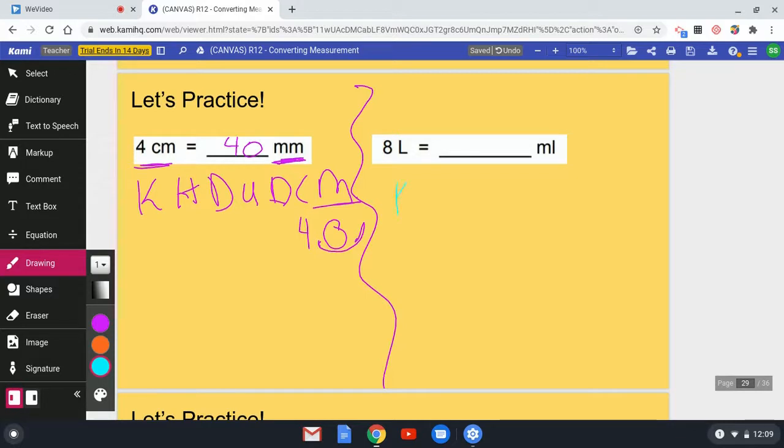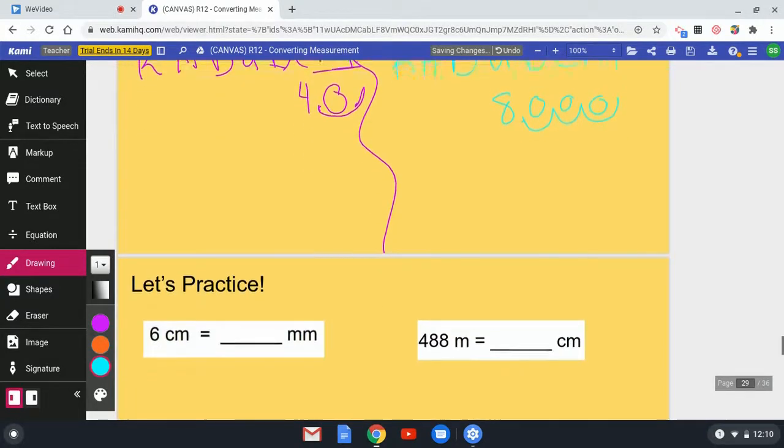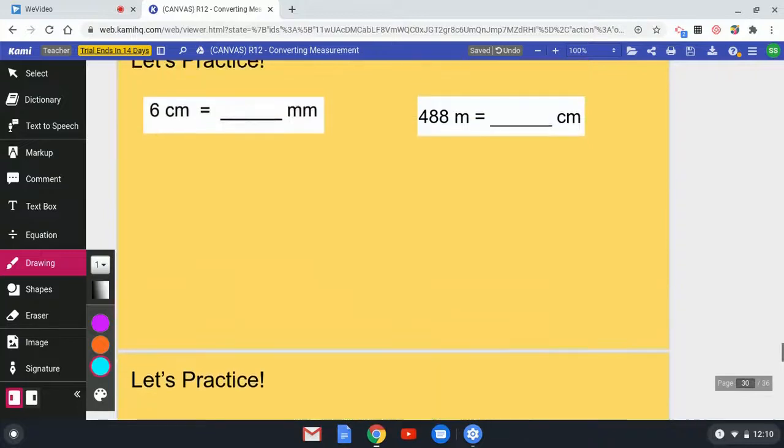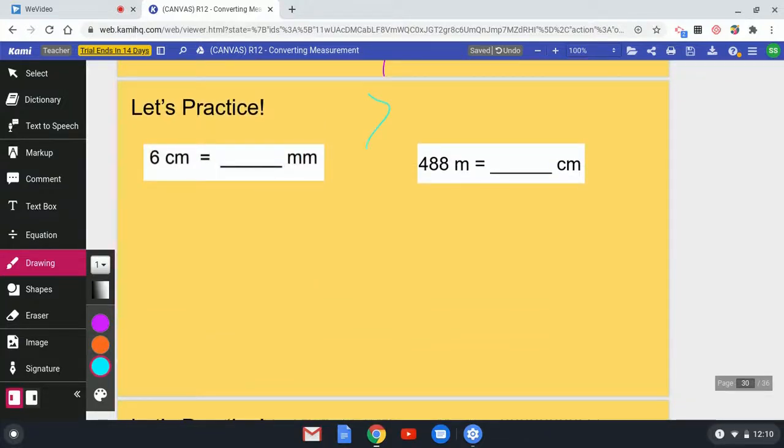All right, King Henry doesn't usually drink chocolate milk. I like that one. 8 liters. So I put my 8 here. My decimal's right here, right? I'm going to milliliters. So to the right, whoop, whoop, whoop. Wherever I have an empty loop-de-loop, I put a 0. 8,000 milliliters. Okay, try this one on your own, these 2 problems.